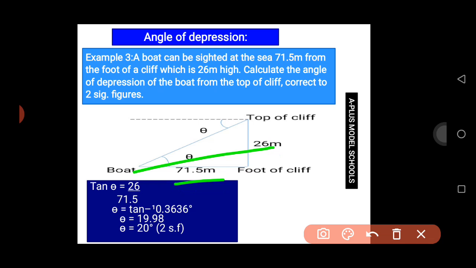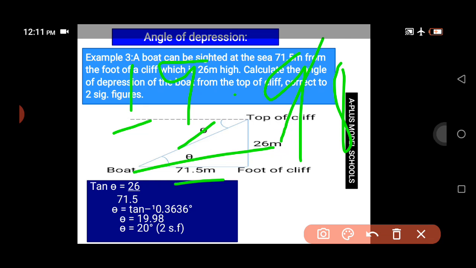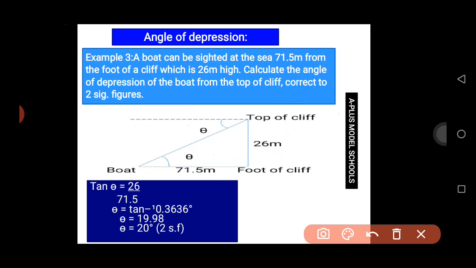The question says you approximate to two significant figures. So if I have 19.98, this is 1, 2, those are the two figures. Then round this one up to 1. Then 1 plus 19 gives me 20. So theta is 20 degrees. So the angle of depression, which is this angle, is 20 degrees. Once this angle is 20, this angle too will be 20 degrees.